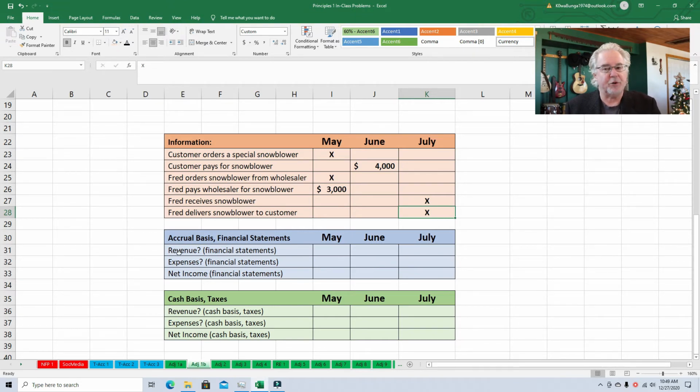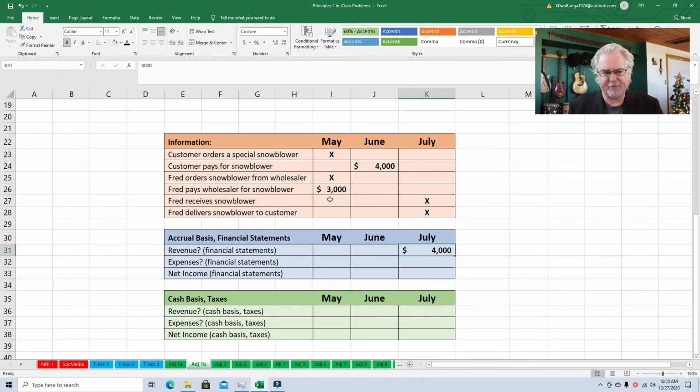So here we go. On the accrual basis, when do we recognize revenue? When you do your job. Well, Fred did his job. He completed his job in July. And so that revenue would be the $4,000 that was charged the customer. So there we go, $4,000.